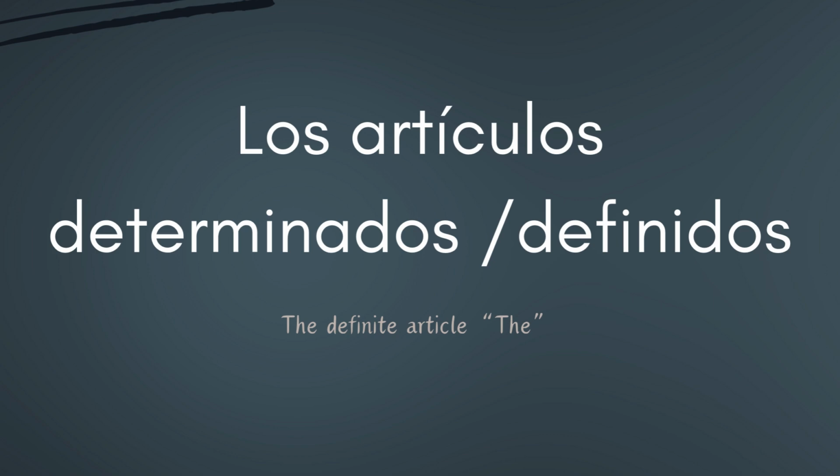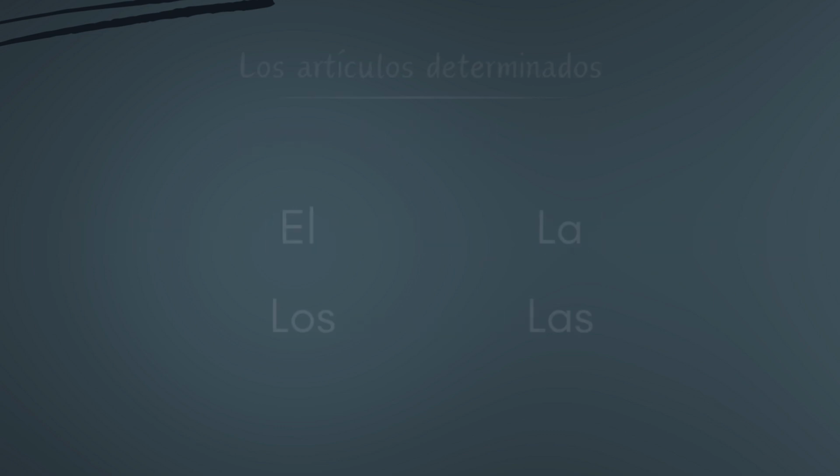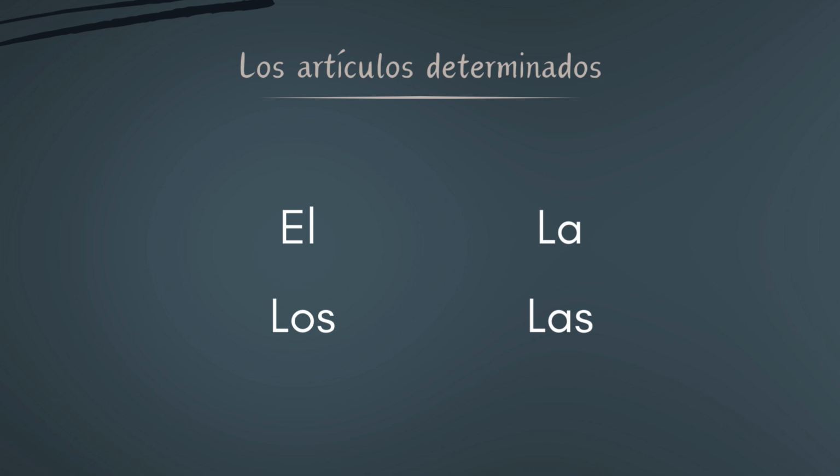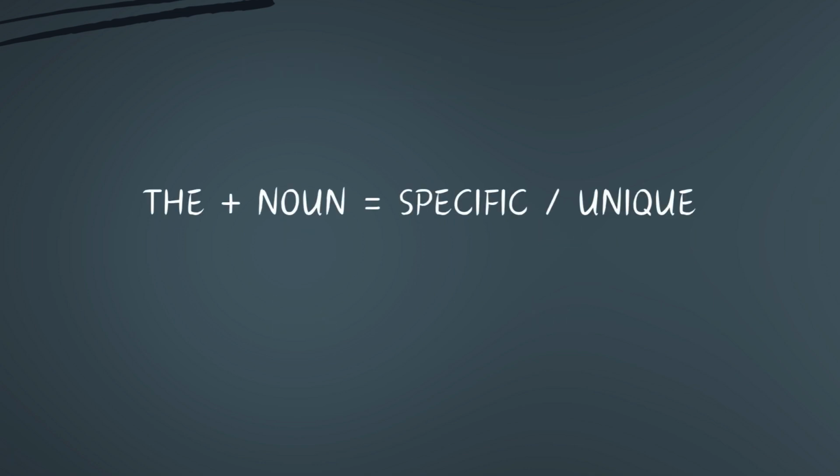Los artículos determinados, or los artículos definidos, are the equivalent to the definite article "the" in English. The Spanish language has four definite articles: el, la, los, las. When we use the article "the" with a noun, we are indicating that noun to be a specific, unique thing the listener or reader knows.